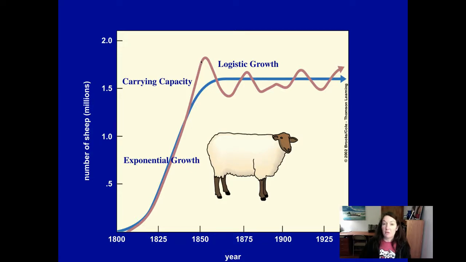Once they reach that carrying capacity, they actually go over it, and then they have this dieback. But once you go below carrying capacity again, then you have more resources and can reproduce more. And so this is what happens when a species does reach its carrying capacity.